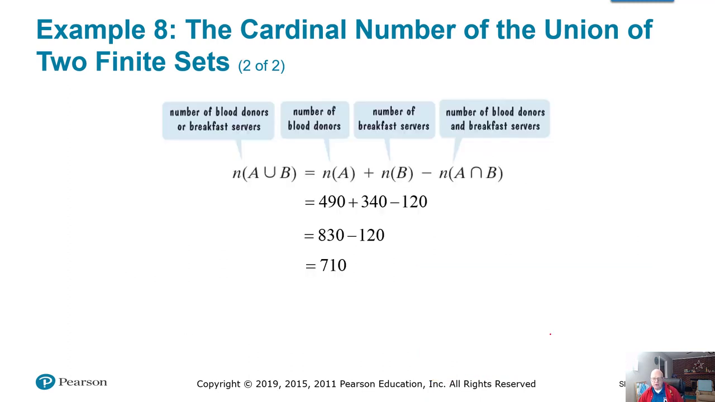So what have we got? 490 plus 340 minus 120. Cardinal number in the first set, cardinal number in the second set, and subtract the ones in the intersection. A total of 710. Alright, how well did you do on that? Well, if you didn't quite get it, now you've got an idea. Go back a little bit, try it again. You know what the number is, but do you know how to do it?